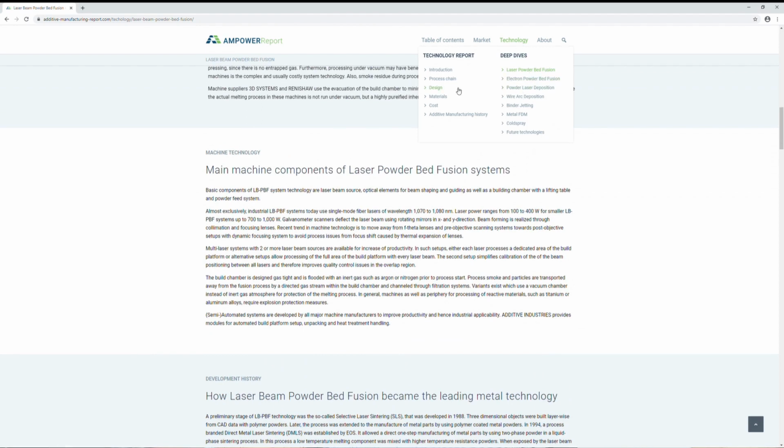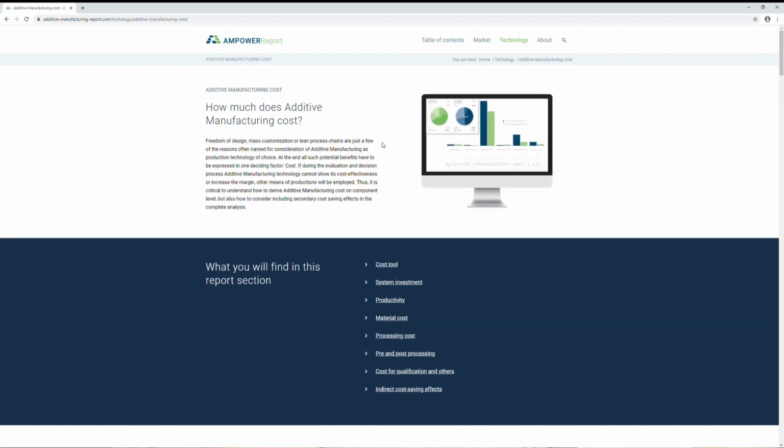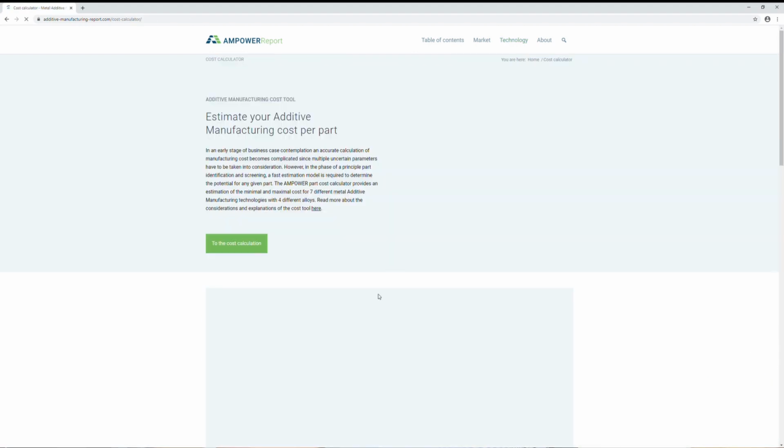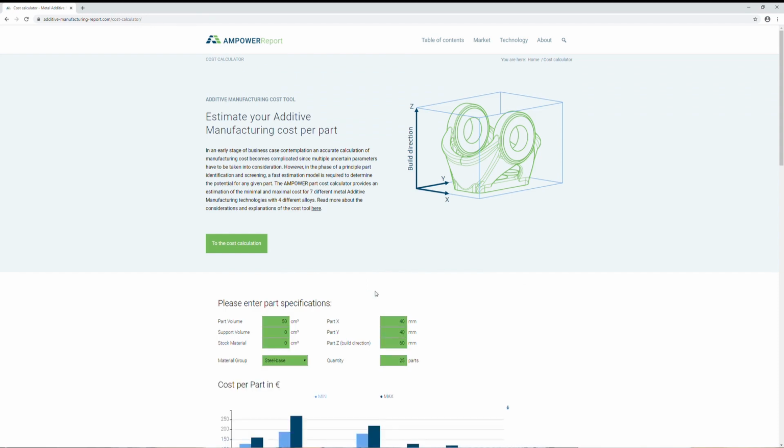Now, other sections of this technology report contain, for example, cost details. So there is a web page only dedicated to the cost of additive manufacturing. It also contains a calculation tool which quickly gives you an overview of the different costs for metal additive manufacturing parts.